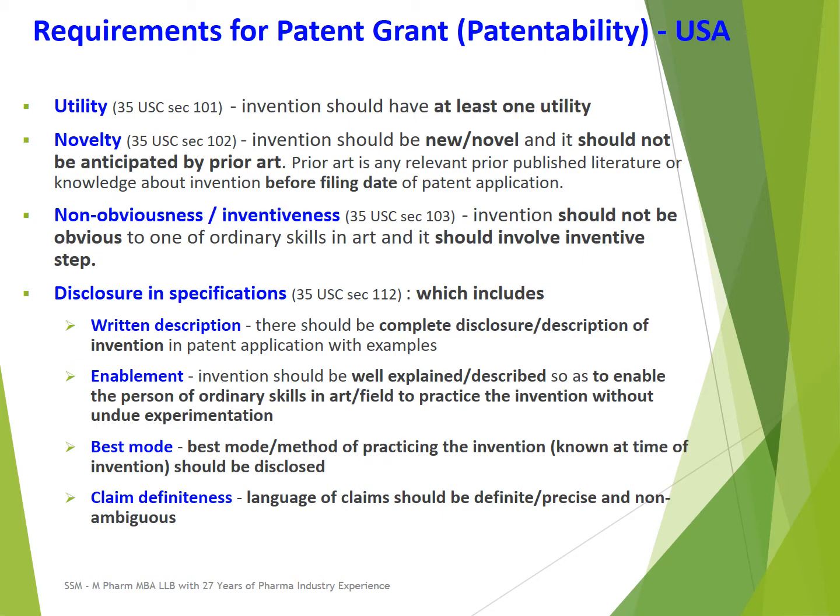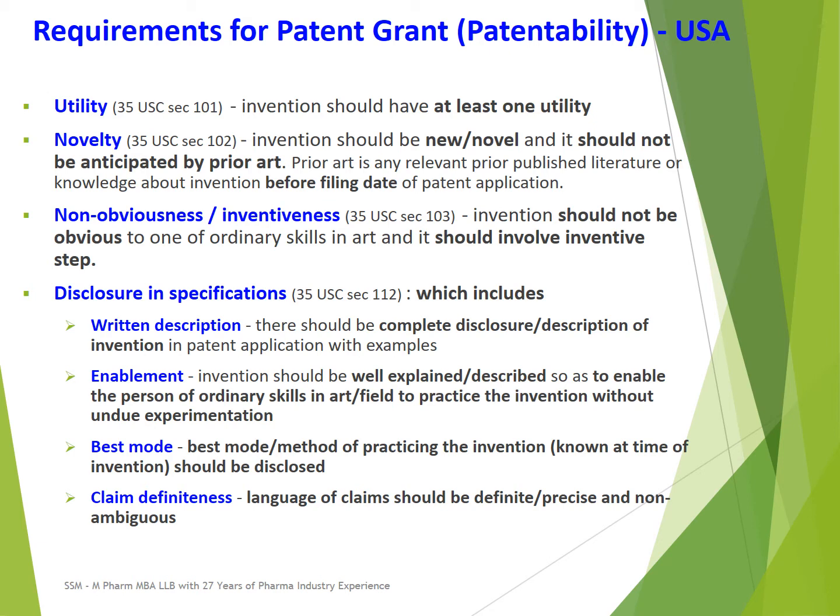Now requirements for patent grant. So what are the requirements for patenting an invention, or patentability requirements? We'll talk in this slide basically for US. So first requirement is utility requirement. Invention should have at least one utility or one industrial application or use. If it is not having any use, then patent will not be granted.